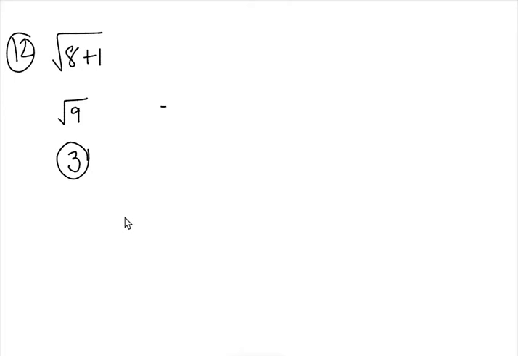All right, number 12. Square root of 8 plus 1. Now, if you have some sort of mathematical calculation under the square root symbol, treat the square root symbol like a grouping symbol. Okay, I'm going to simplify inside first. We don't take square roots of things that have math to do. I get the square root of 9, and the square root of 9 is 3.